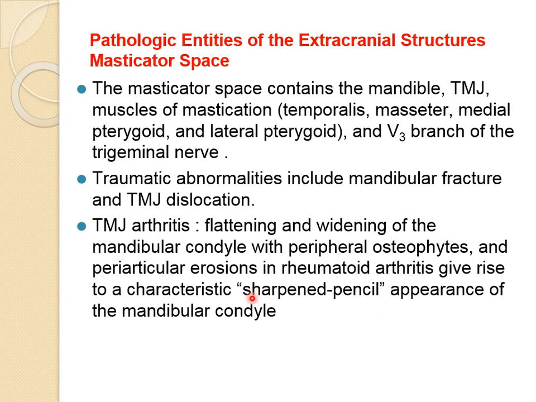In which case do we see this sharpened pencil? Rheumatoid arthritis gives you this sharpened pencil appearance, in advanced disease. But degenerative osteoarthritis has osteophytes with flattening of the condyle head. What's the V3 branch of the trigeminal? The mandibular branch. Good. What about V1 and V2? Ophthalmic branch and the maxillary branch.